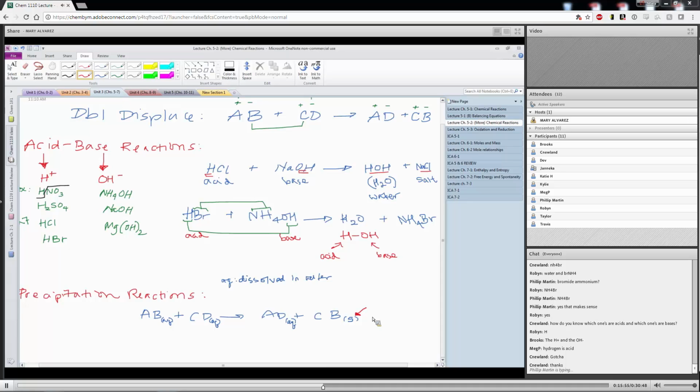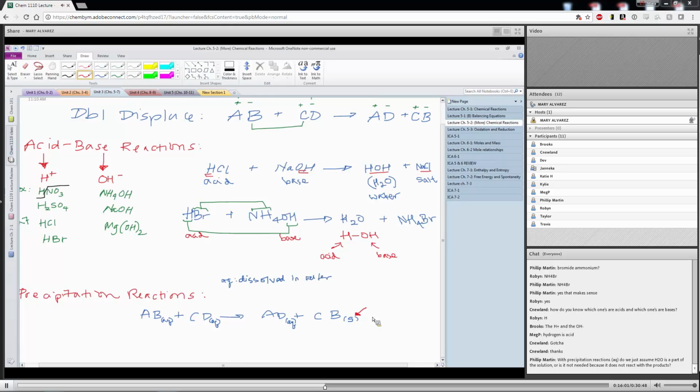So the next question that we have is, how do I know if I put an ionic compound in solution, how do I know if it's going to dissolve or if it's going to be a solid? Philip, that's a great question. Yes, with precipitation reactions, we always assume that water is part of all your solutions. In other words, you're in water for all of the reaction unless you are a precipitate. So if you have that little s as a subscript, that means that product or reactant is a solid and not dissolved in the water.